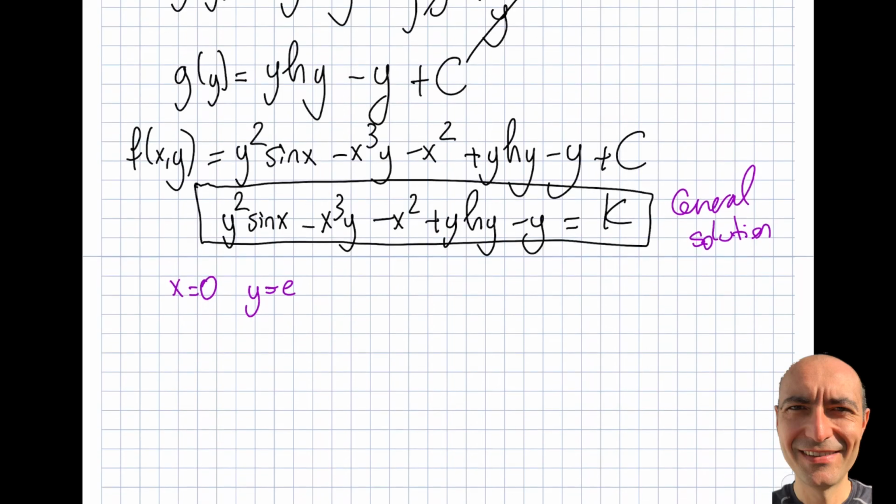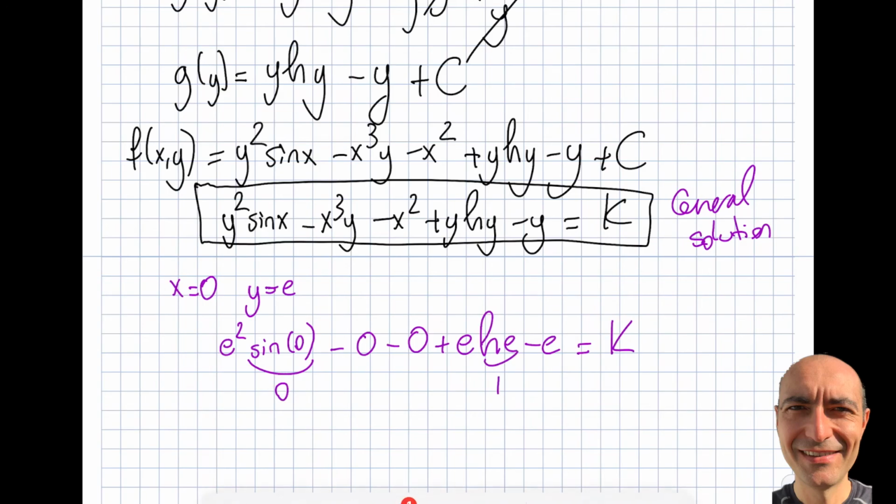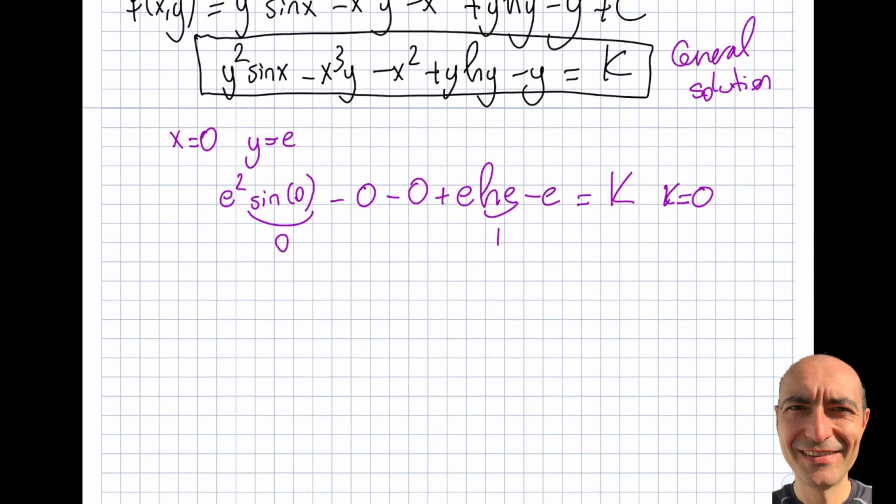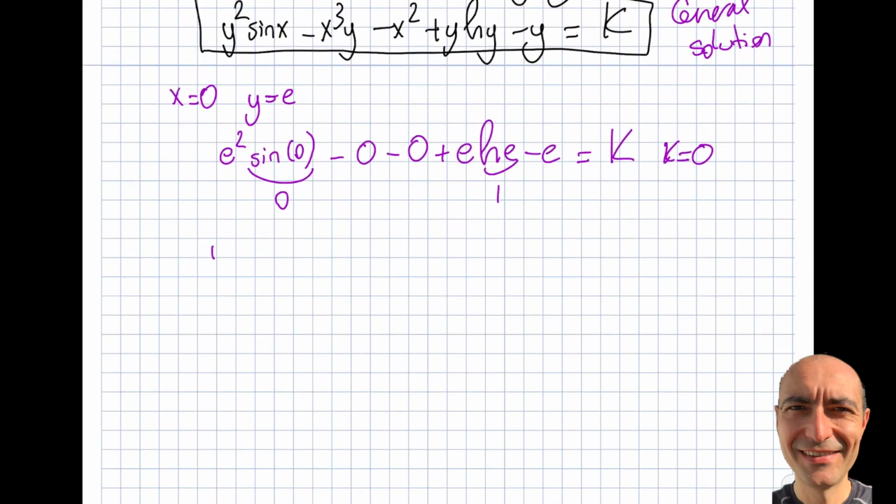So let's find it. y squared is e squared, sin of x is sin of 0, which is 0. Minus x is there, so 0 minus 0 plus e ln e minus e will be equal to k. What is ln e? 1. e minus e is 0. So I got k equal to 0. So at the end of the day, this particular solution that I was interested in turns out to be this.